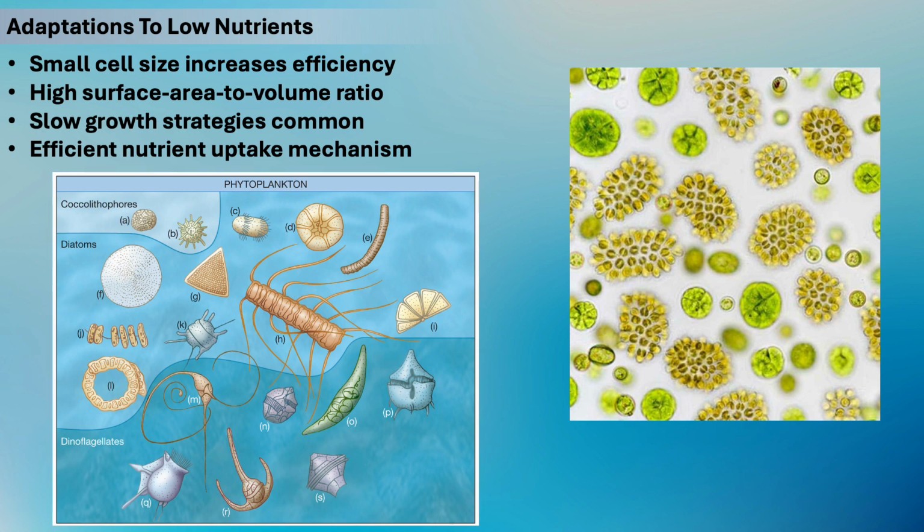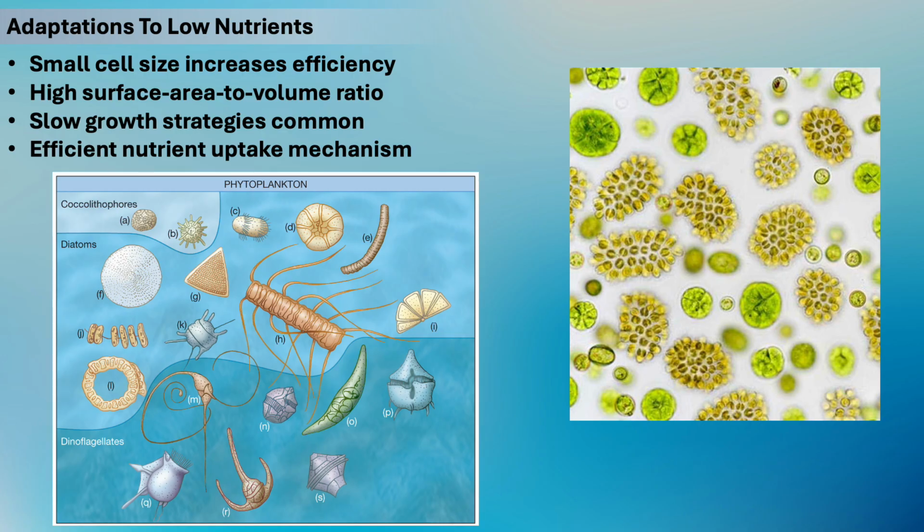In addition to size, many open ocean phytoplankton have developed highly efficient nutrient uptake systems. These may include specialized transport proteins that allow cells to absorb nutrients even at very low concentrations. Growth strategies also differ from those in nutrient-rich environments. Instead of rapid growth during short periods of high nutrient availability, many open ocean species grow slowly but steadily, maintaining populations under stable, low nutrient conditions.